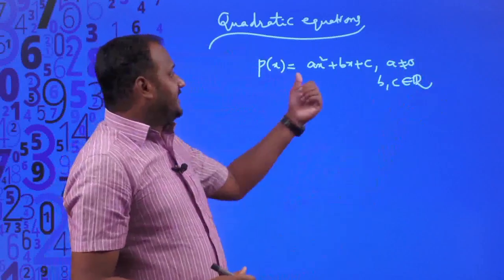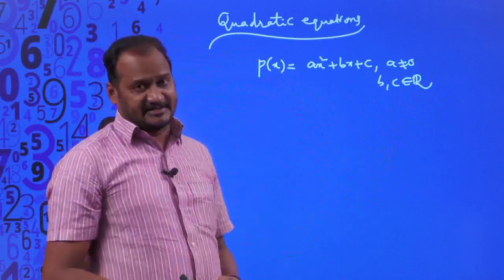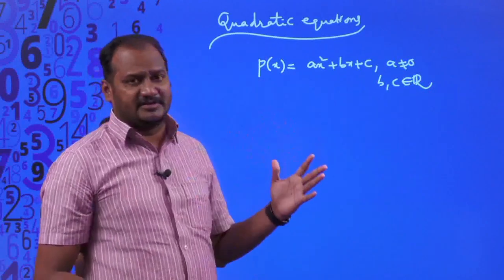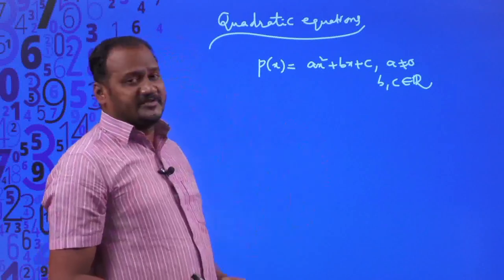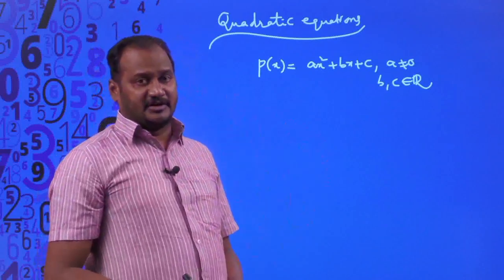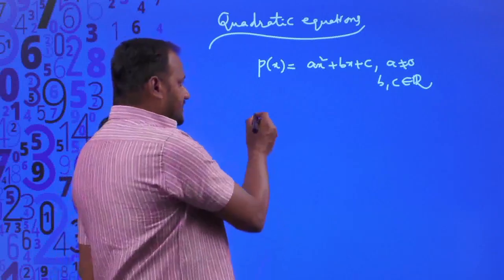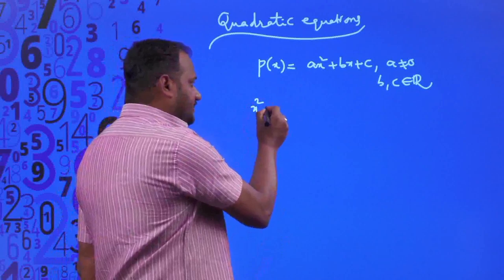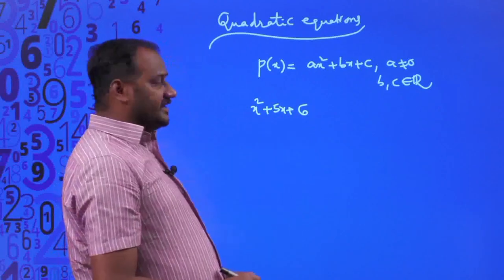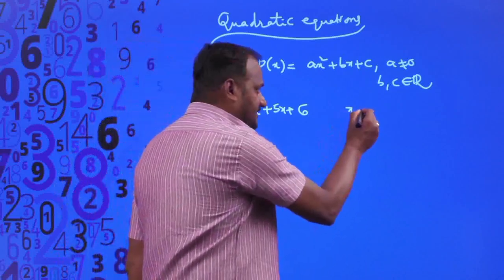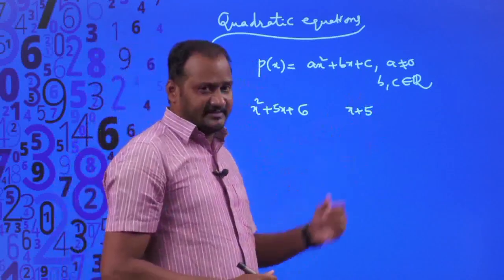Now ax square plus bx plus c is said to be a quadratic polynomial in terms of x, and we learnt about quadratic polynomials in the second chapter. And now, what is the difference between a quadratic polynomial and a quadratic equation? Let us try to understand with one example. I have taken x square plus 5x plus 6, which is a second degree polynomial, and one linear polynomial like x plus 5. This is a second degree polynomial and this is a linear polynomial.